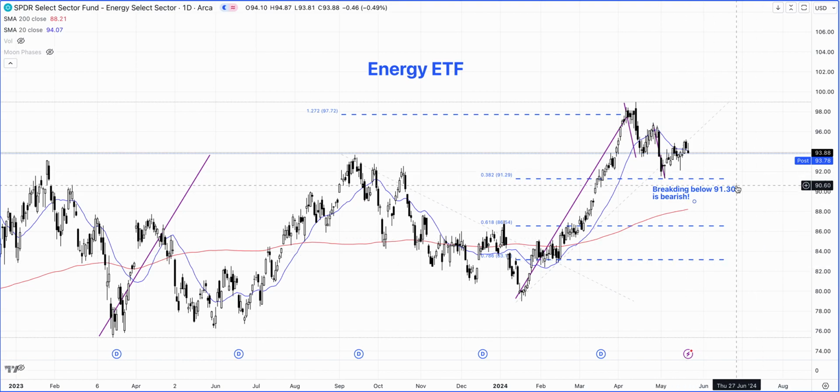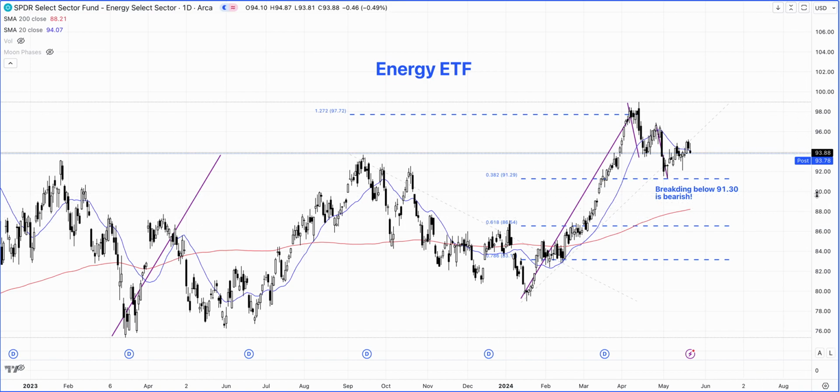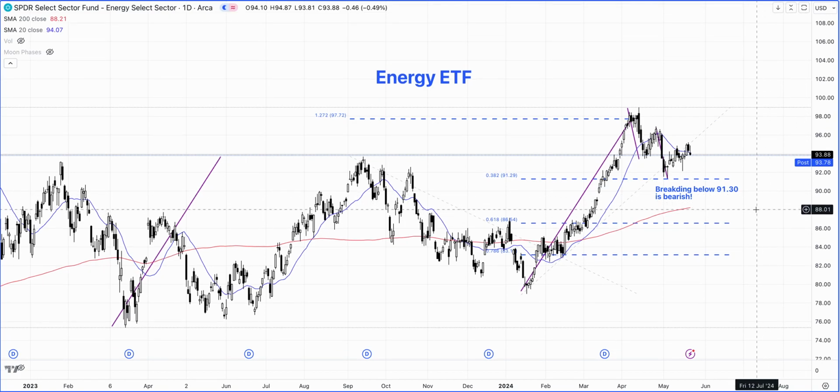Okay, so really interesting development in XLE, and it looks like the direction is actually lower for energy. Now, this doesn't mean that the energy stocks will begin to break, because the energy stocks are a little bit different. They do pay dividends as well, but the underlying commodity such as crude oil might actually move lower.